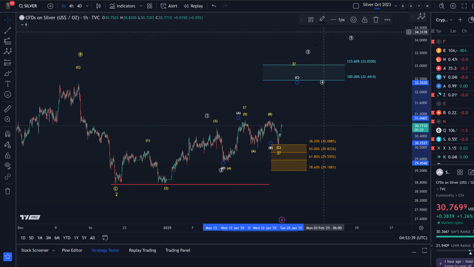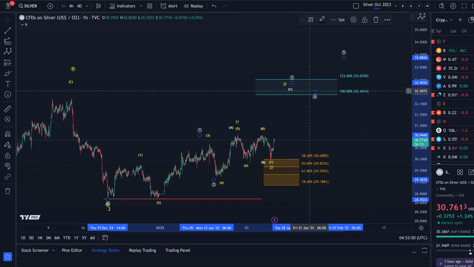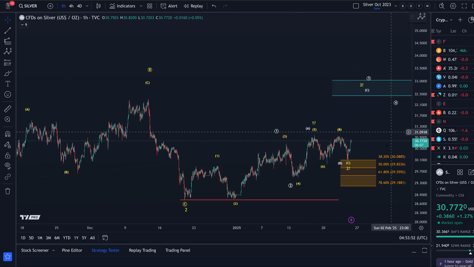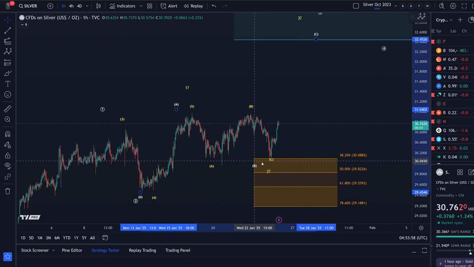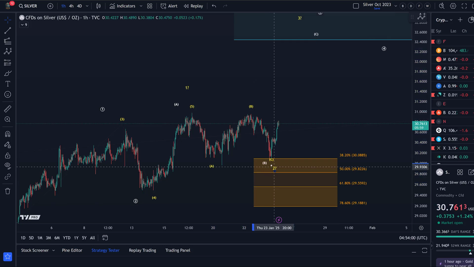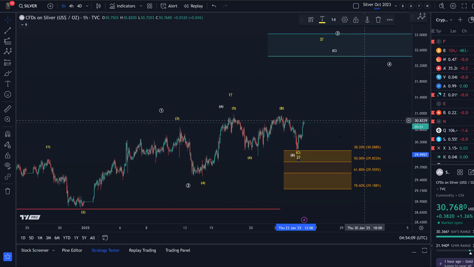I think the proportions work a little bit better over here, but overall, in the short term, it wouldn't really make a difference. In both cases, the last swing low is the key level, which should not be broken anymore to the downside to keep the idea alive that they've formed the low either in a white B wave or on the yellow wave 2. So that's at around $30. If the price breaks below $30, then most likely I'd say yellow wave 2 is just extending. Then we have additional support around $29.82, $29.55, and $29.18.